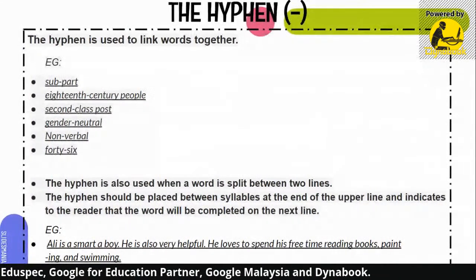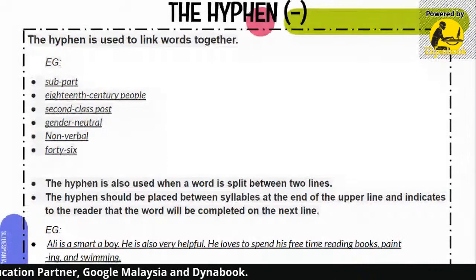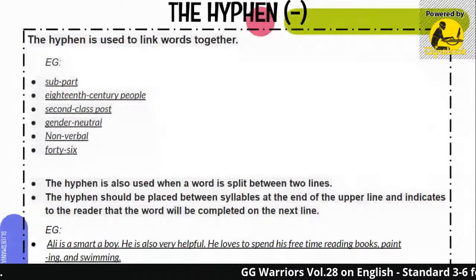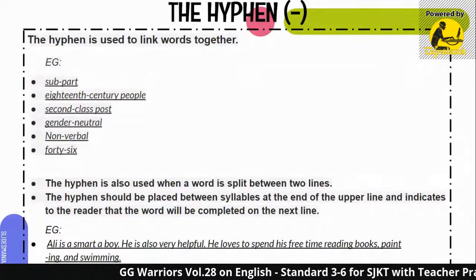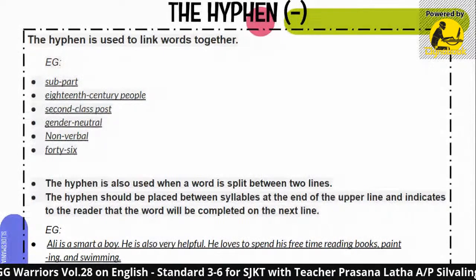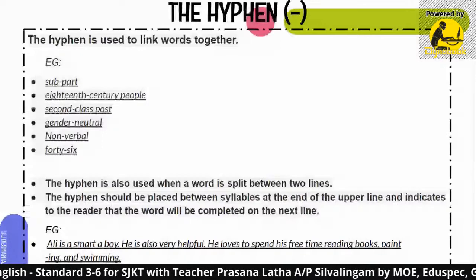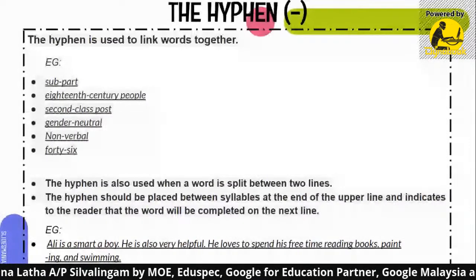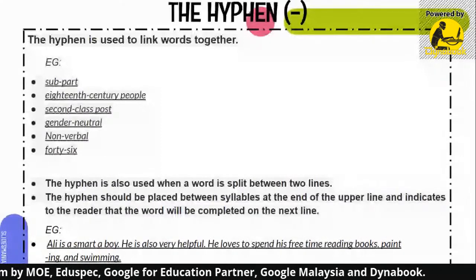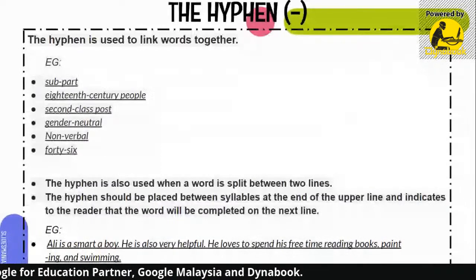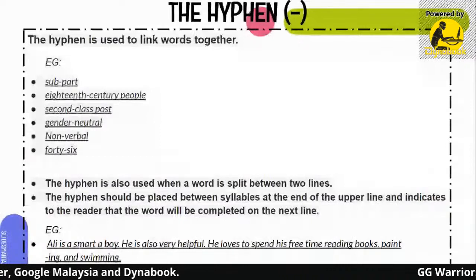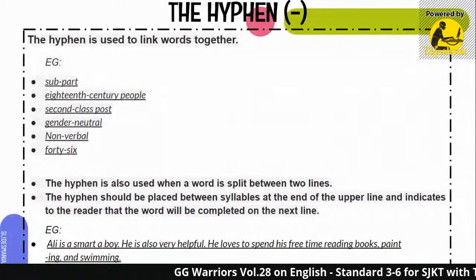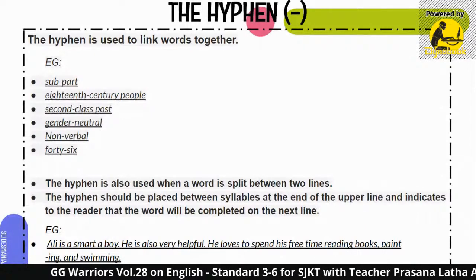The hyphen should be placed between syllables at the end of the upper line and indicates to the reader that the word will be completed on the second line. Many teachers would not encourage you to use a hyphen for this second condition because it's very confusing. It's better for you to just write the whole word on the next line. But since I'm teaching you the usage of the hyphen, I'm just mentioning it here. Look at the example.